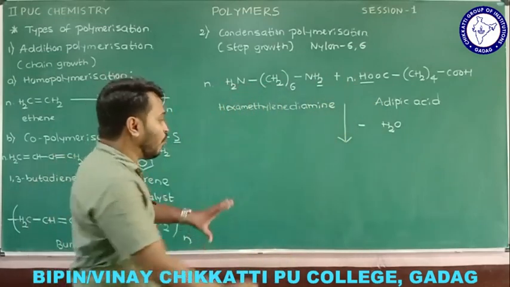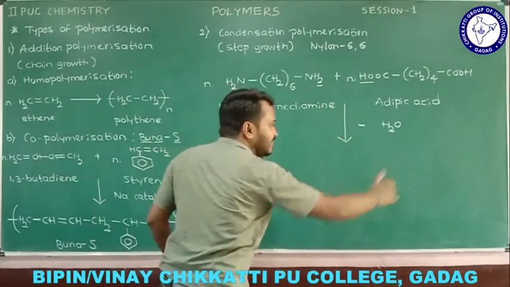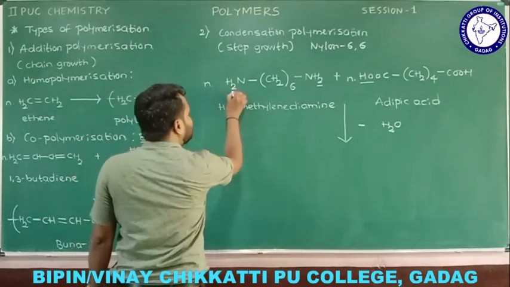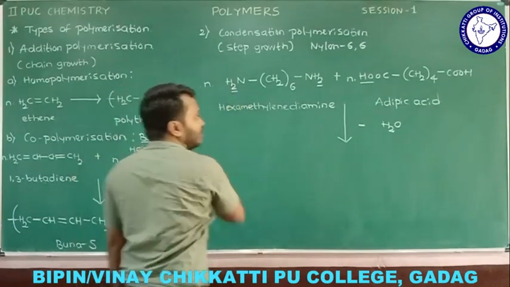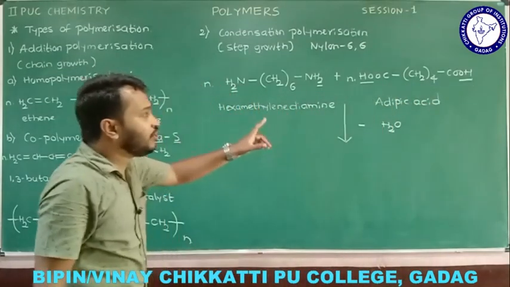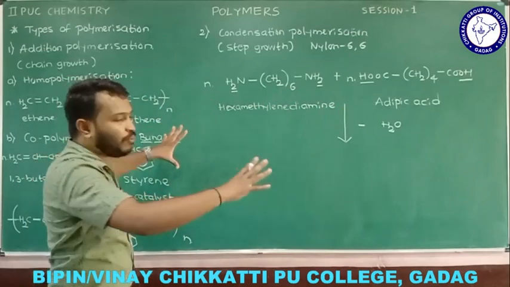Remember that while drawing the polymer structure, left side also it continues and right side also it continues. Okay, so therefore H of this you are supposed to eliminate, and OH of this you are supposed to eliminate. And why you need to eliminate that OH and this H is, I am going to draw a polymer chain.